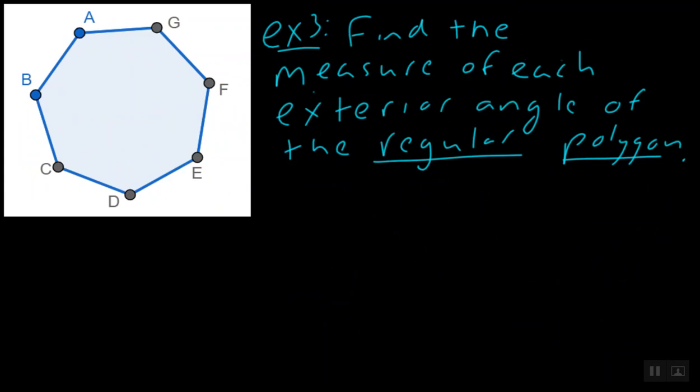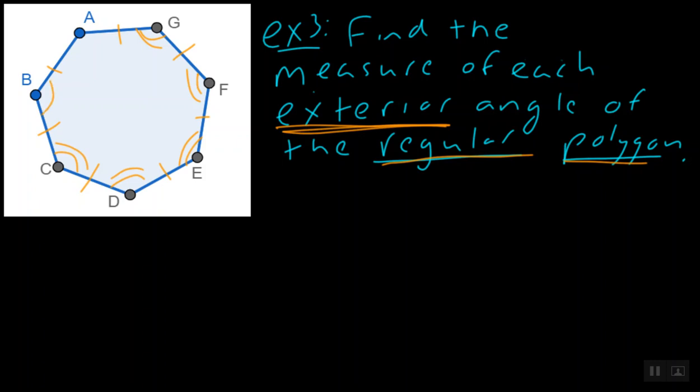Okay, and here we are in example 3, and we want to find the measure of each exterior, guys notice I'm going to underline that, exterior angle of the regular polygon. And look, I finally included the words regular polygon. So we know that each side is congruent, and we know that each angle is congruent.